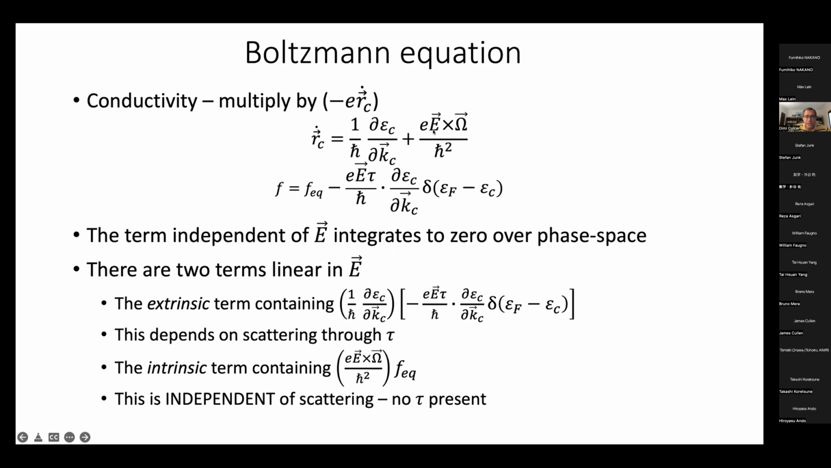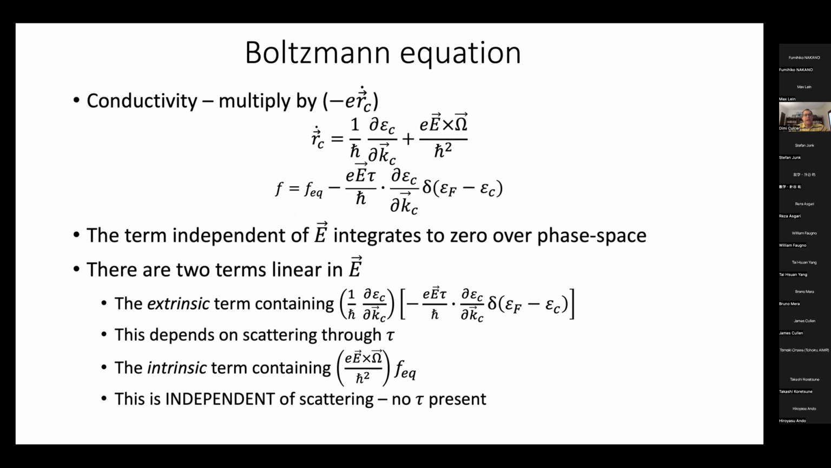And note that here, remember in the actual equation, it was k dot. Now I've already substituted for k dot, I've put in eE over ħ. So I have this term in the actual particle velocity, which goes as eE cross Ω. And then the distribution function is the equilibrium distribution, and then this correction, which is due to the Fermi surface dynamics and the scattering.